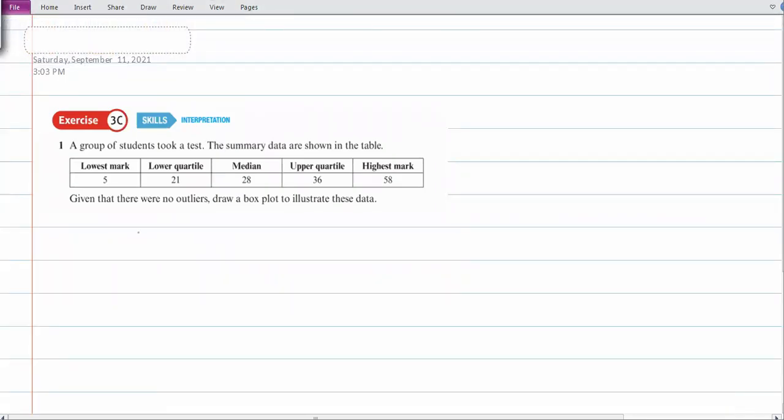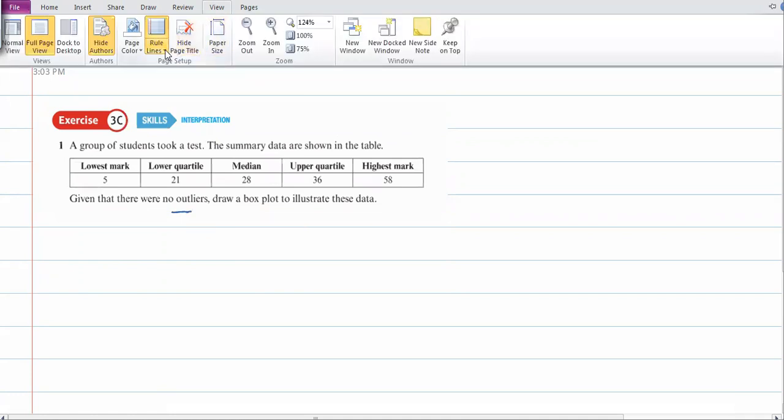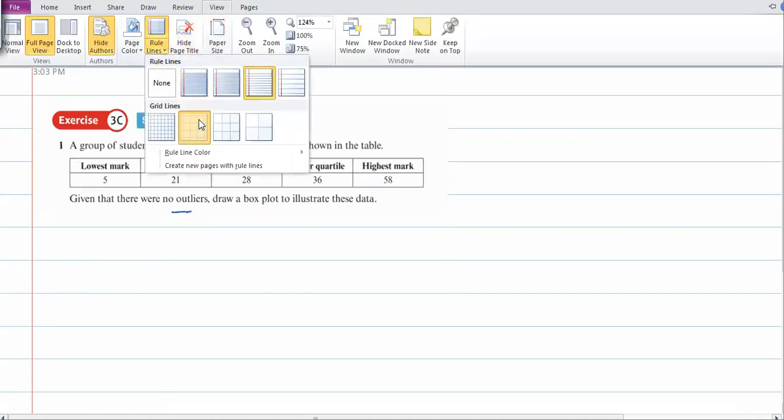The question is saying a group of students took a test. The summary of the data is given below. This is the lowest mark, lower quartile, median, upper quartile, highest mark. Given that there were no outliers, draw a box plot to illustrate the data. Okay, we will make a box plot here.